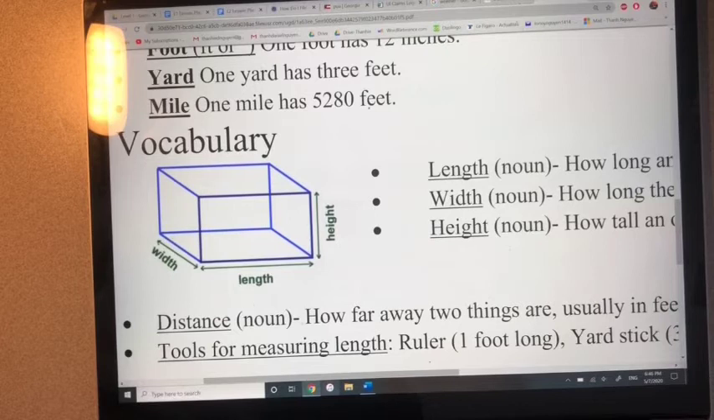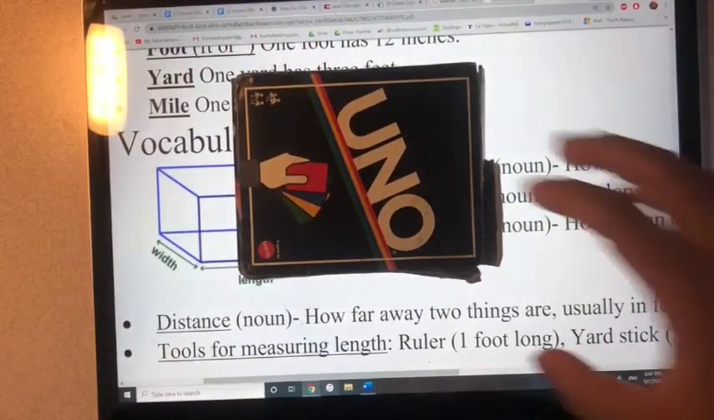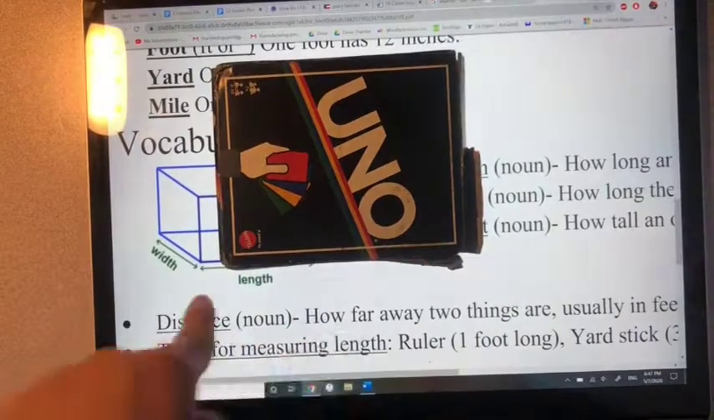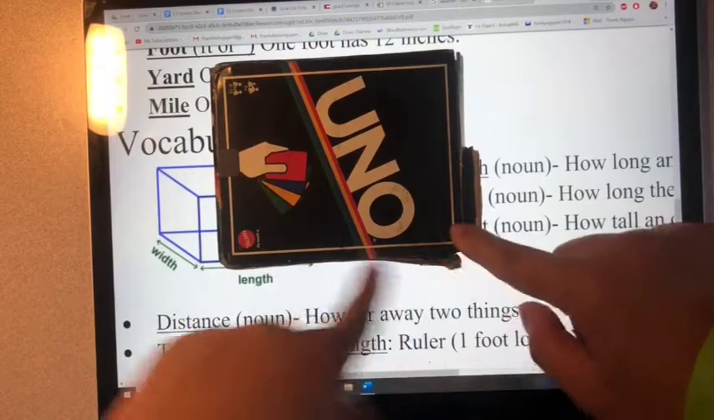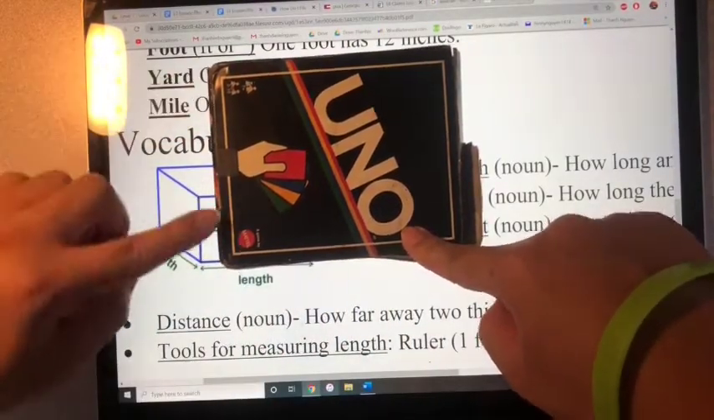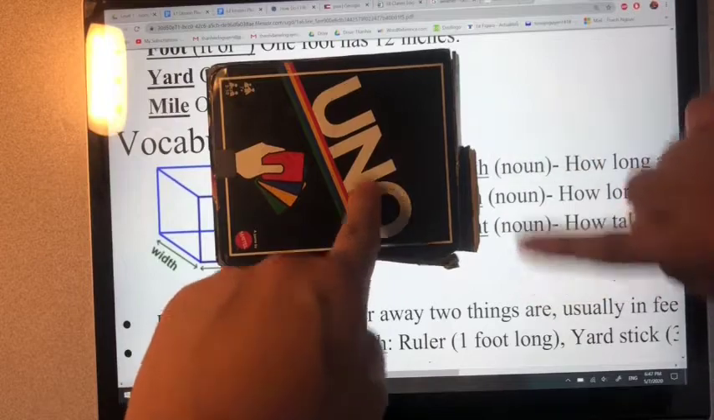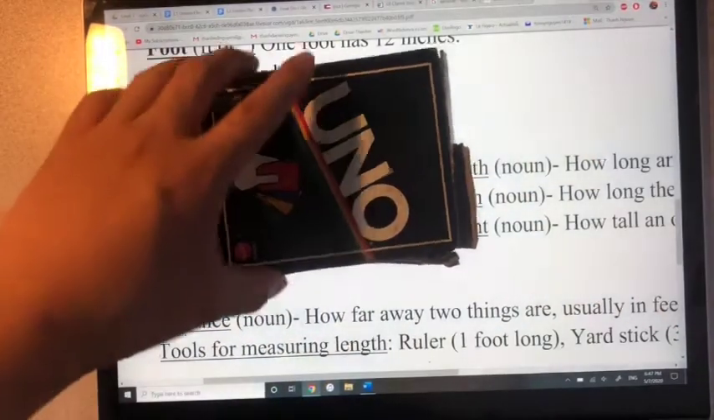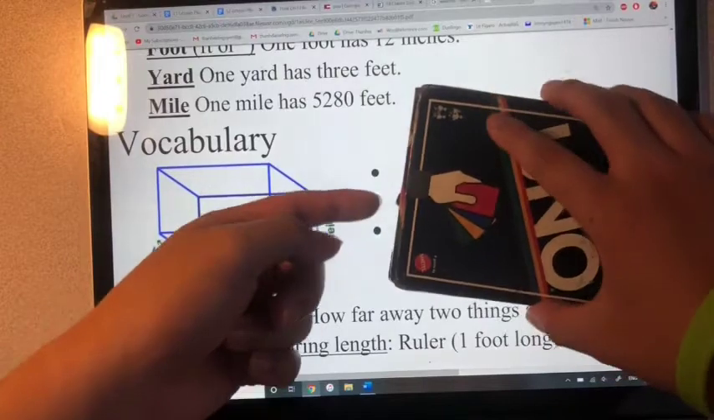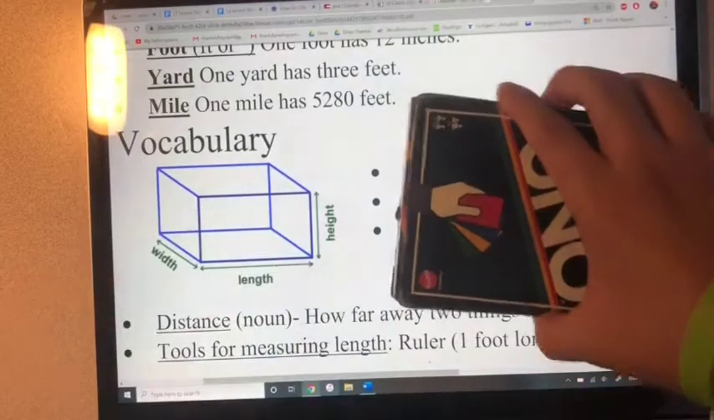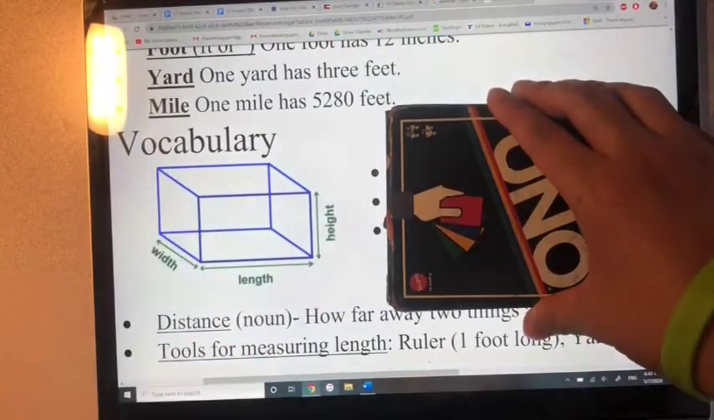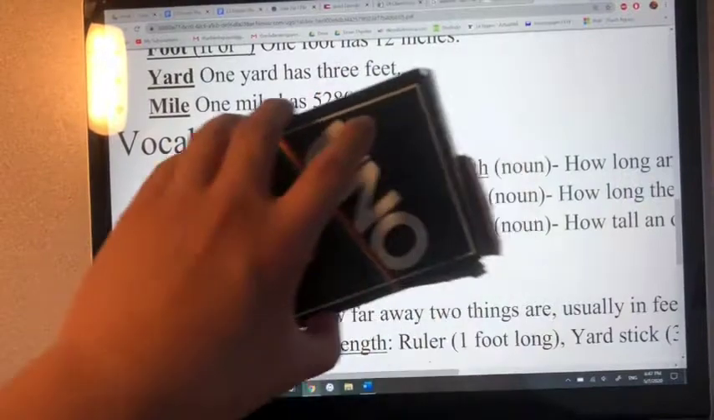So I have something small you can look at, this box. So this way can be the length, or this way can be the length. It's okay, it doesn't matter. But if this way is the length, then this way has to be the width. Or if this way is the length, then this way has to be the width. You can change it, it doesn't matter. But the height is always up and down. So this is the height here, this way, up and down. How high it is, the height. These are the dimensions of the box.